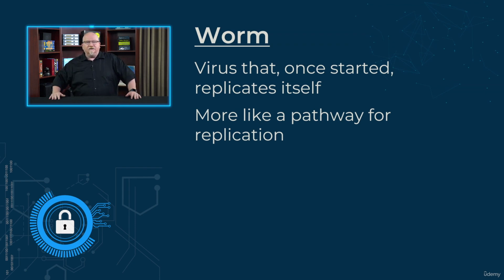For example, it's not uncommon to see a worm that gets an email, and then all of a sudden, it grabs every email address in your contact list and starts sending them evil emails so that it can just keep replicating like that over and over again. Most of the malware that we run into today are really worms. So to me, worm isn't so much a type of malware as it is a pathway for me to replicate.